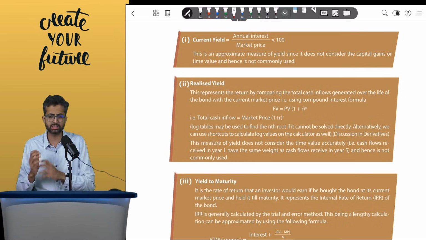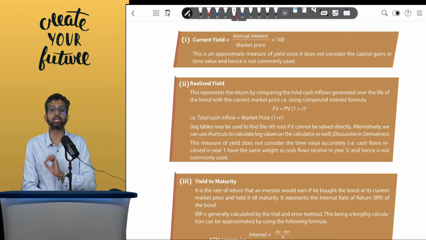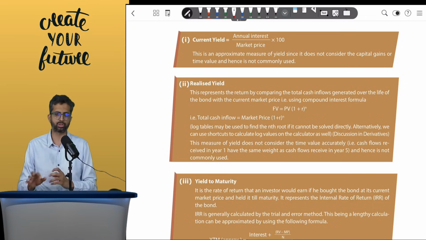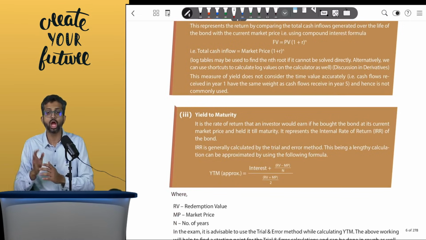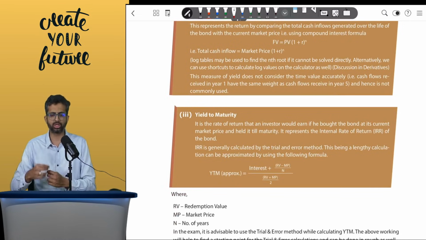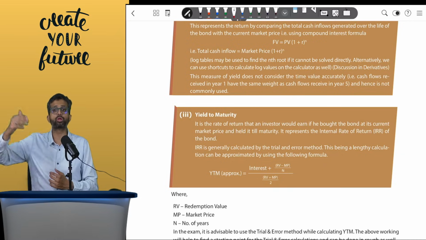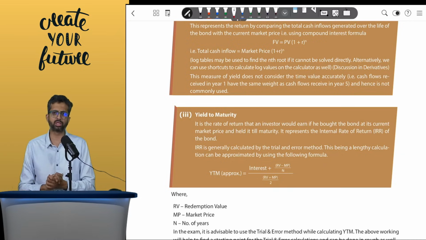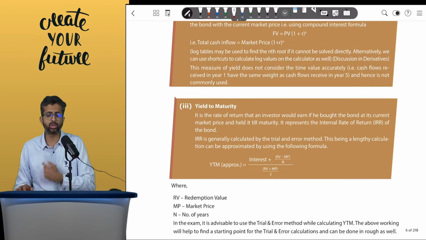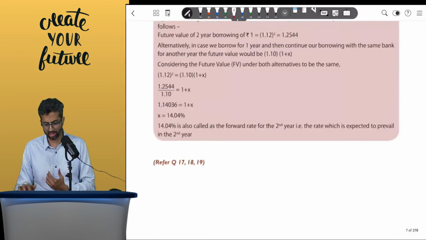Again, this considers probably the capital appreciation, but it ignores time value to a very great extent, and hence the best measure of return is considered to be IRR, which is the yield to maturity, where if I were to buy the bond today and hold it till maturity, then the return I will get is called the yield to maturity. Typically it is calculated using the trial and error interpolation IRR method.